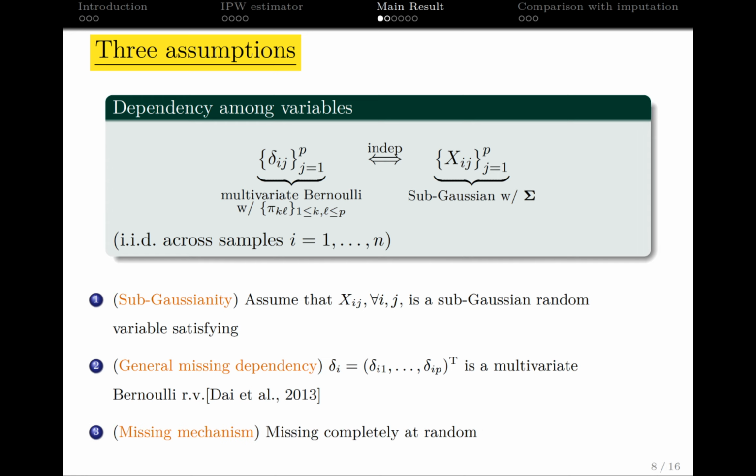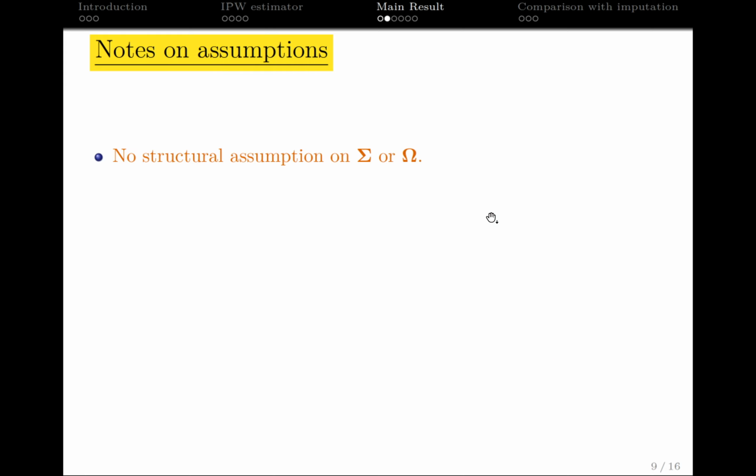The last assumption is about the missing mechanism, and we use the missing completely at random structure. This structure makes delta and x independent. Let me give you a few more notes about the assumptions. We do not assume any structure on sigma or omega, such as sparsity.